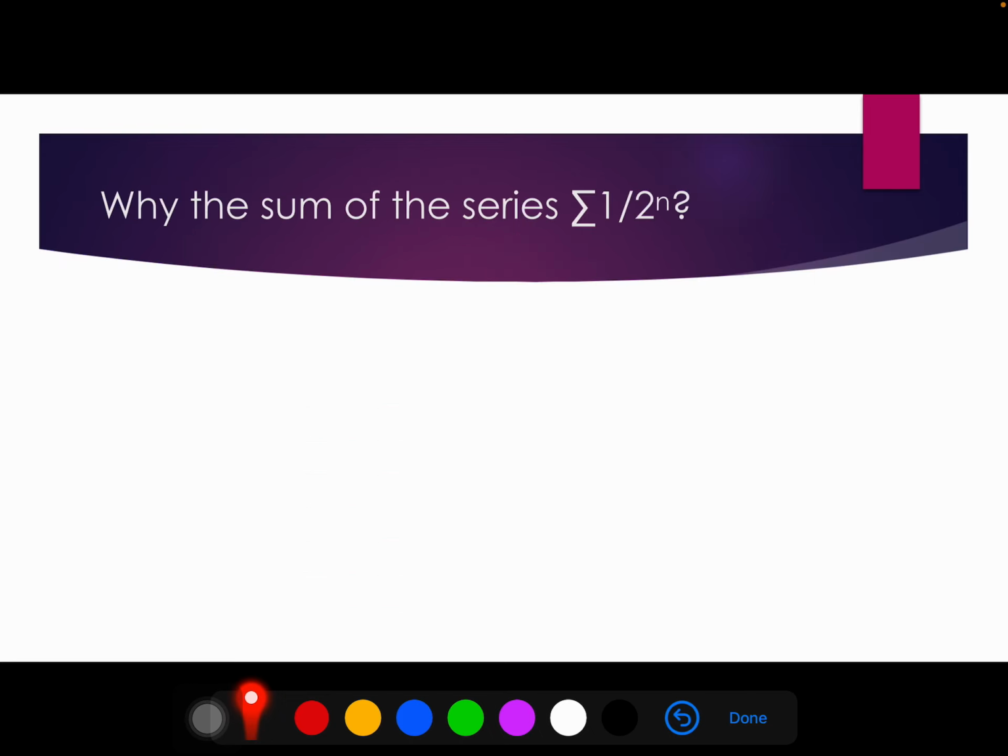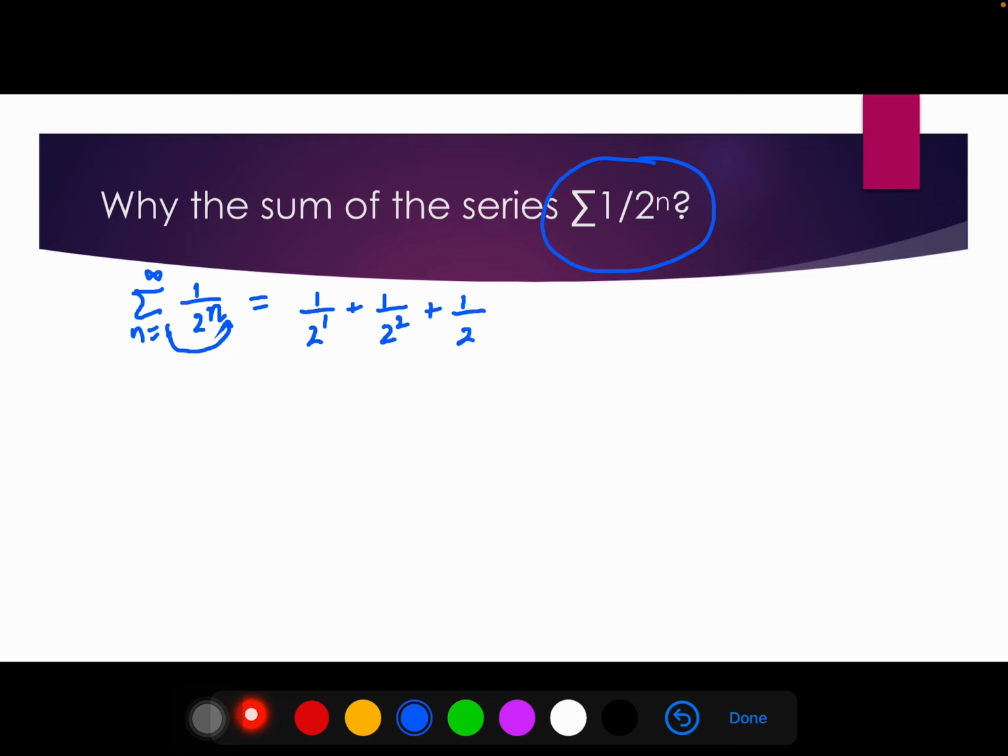In this first video, we are going to prove why the sum of this series is 1. I am saying that you have this series, summation n from 1 to infinity, 1 by 2 raised to power n. So what is this series? If I put n is equal to 1, I am going to get 1 by 2 raised to power 1, and then n is equal to 2, so that will be 1 by 2 square, and then n is equal to 3, and then n is equal to 4, and so on till infinity.